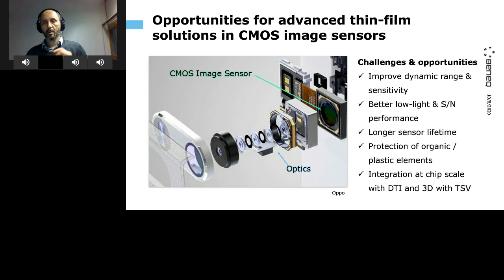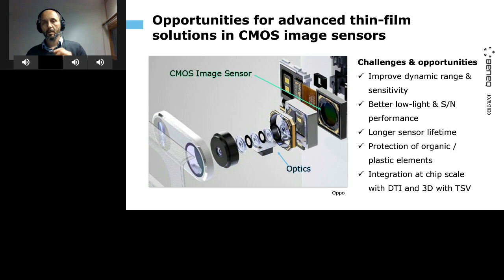I'll start with the similar explosion image as Pierre was showing from Oppo, with a few less details on that. But what you see here obviously is a set of optics, and at the heart of it is a sensor. Today we're seeing some of that optical functions being brought onto the wafer surface, so I'll talk about that too.